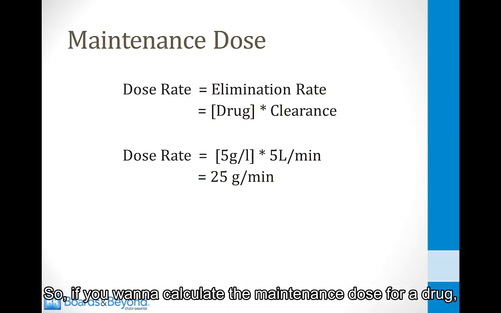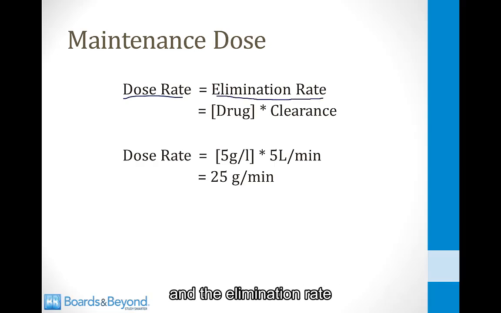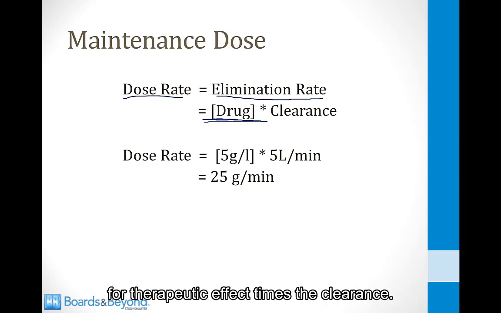So if you want to calculate the maintenance dose for a drug, you want to set that dose equal to the elimination rate. And the elimination rate is going to be the desired concentration of the drug for therapeutic effect times the clearance.